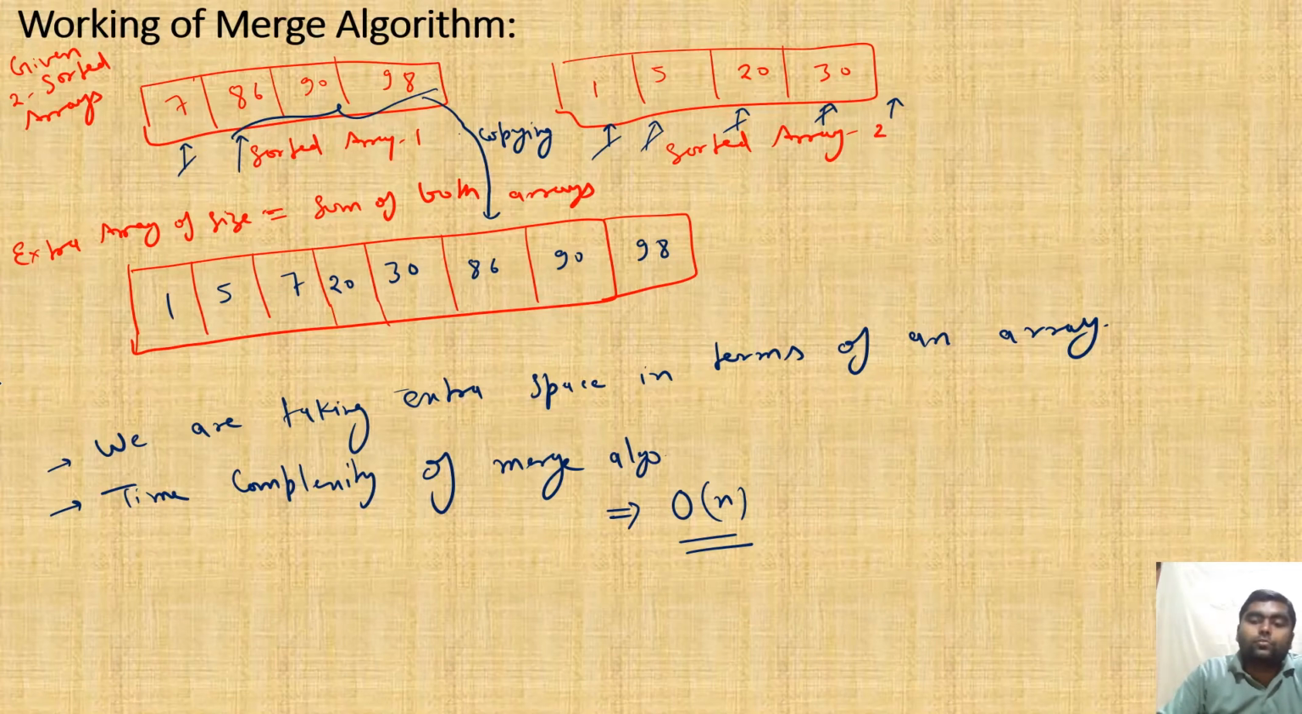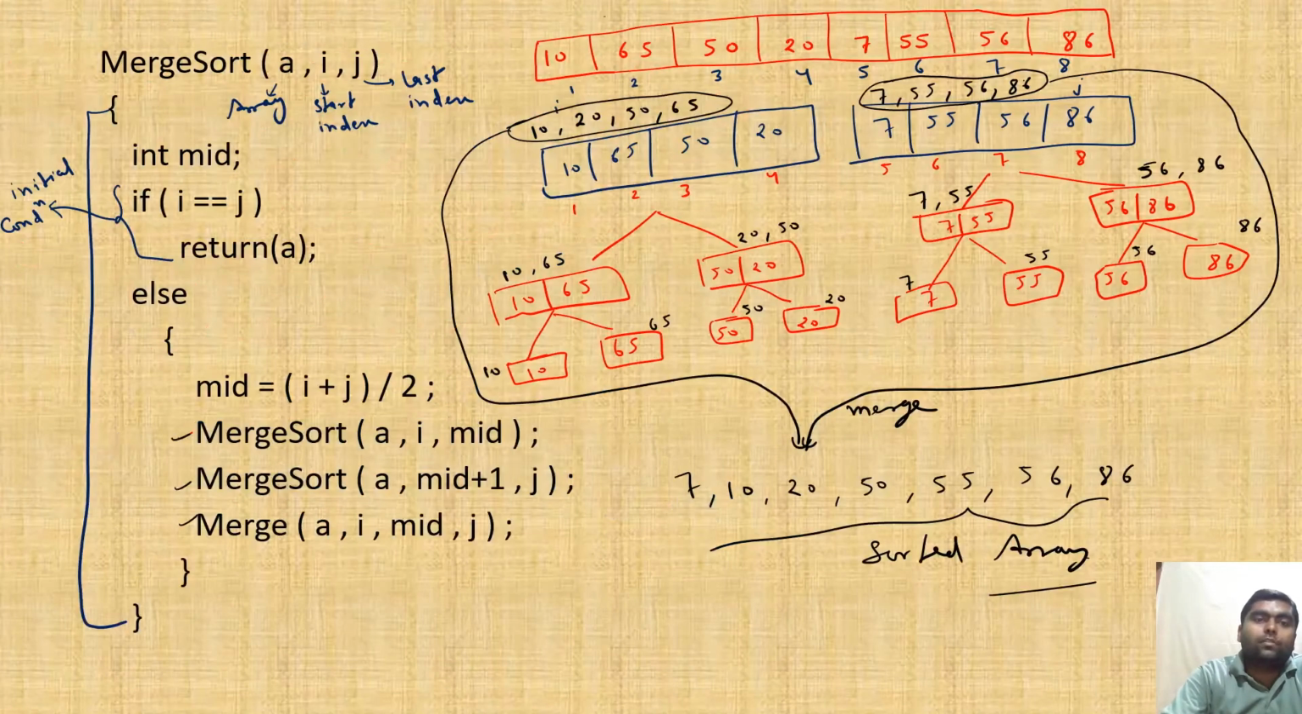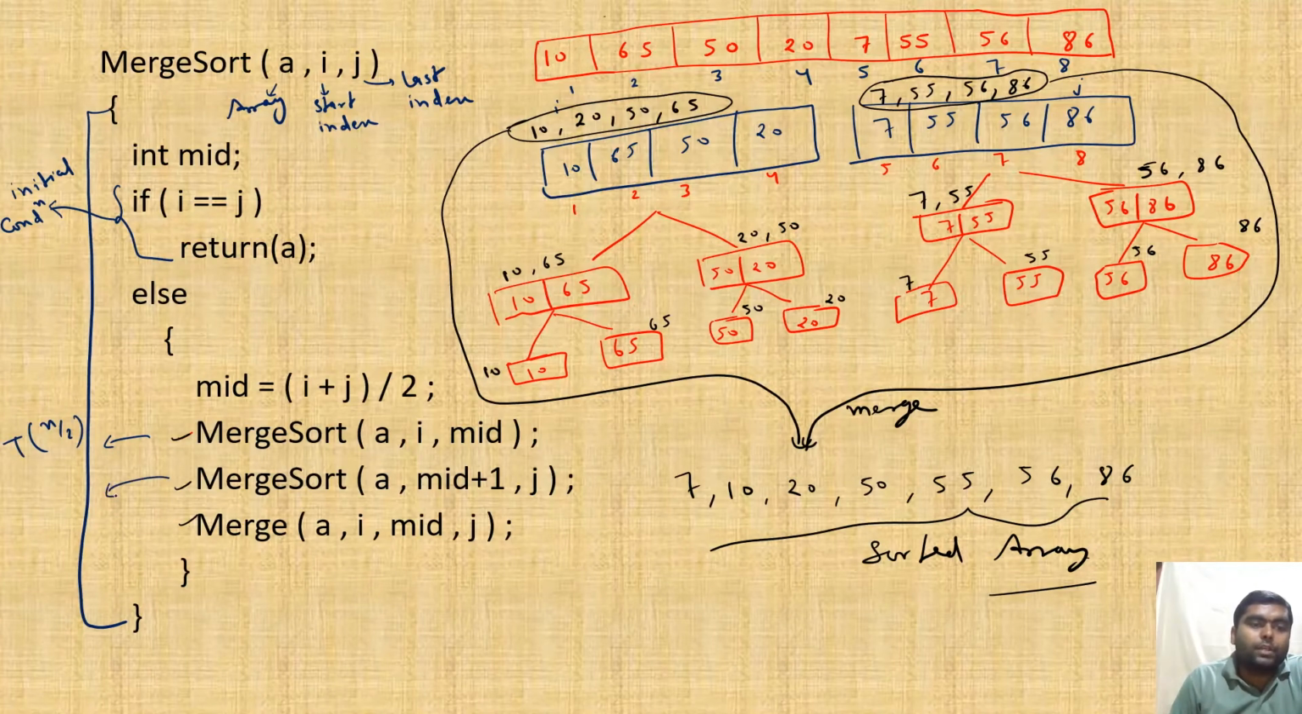Now let us analyze this particular algorithm. How can we analyze? The analysis of the algorithm says that in the else part, this half of the elements will take T of n by 2 time. And this will also take T of n by 2 time, and this merge procedure will take order of n time. And this mid will also take some constant time.